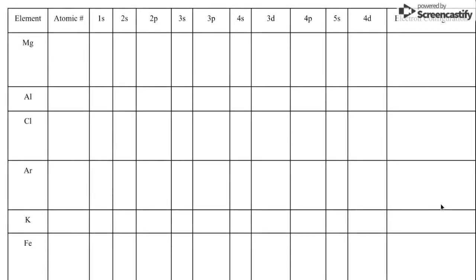On the back side of your worksheet, you have this table. I'm going to walk you through filling out the electron configuration for a few of these elements, then I'll have you do the rest on your own.